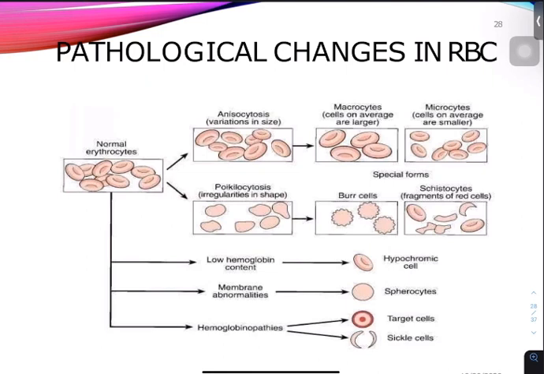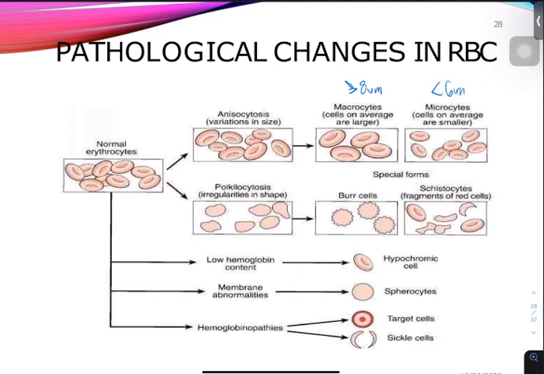Okay. So those are the variations in your size and shape. Then your variation in size, macro and micro, large and small. Macrocytosis is greater than 8 micrometer. Microcytosis is less than 6 micrometer. Poikilocytosis is irregular in shape. You can see that in the appearance of your cell. Irregular borders like your burr cell, or fragmented cells such as your schistocytes, sickle cell.